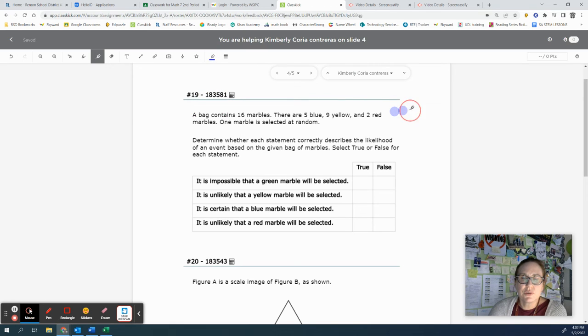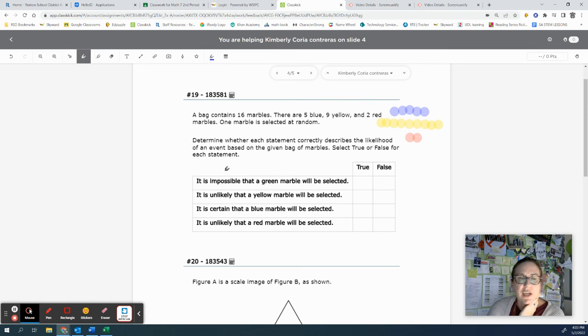1, 2, 3, 4, 5. 9 yellow. 1, 2, 3, 4, 5, 6, 7, 8, 9. And there are 2 red. 1, 2. Okay. 1 marble is selected at random. So we have these in a bag and we're selecting one at a time.